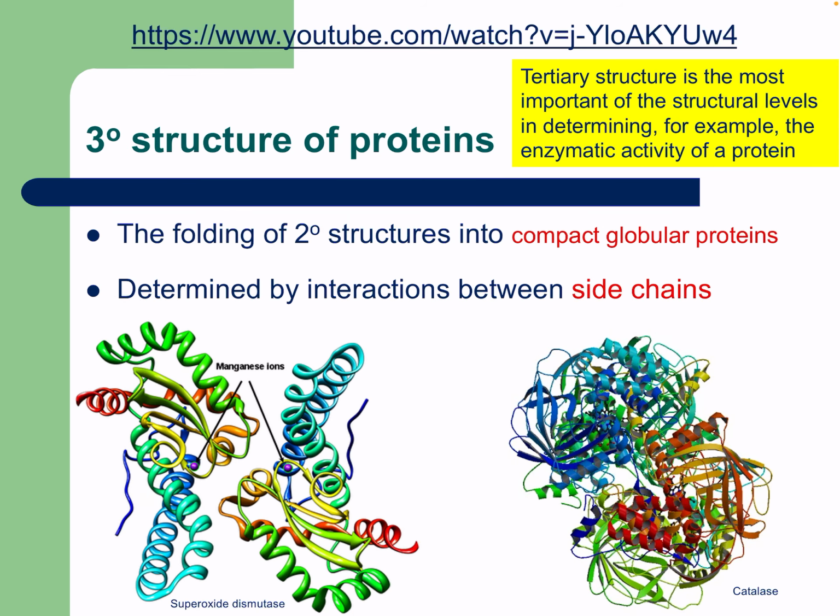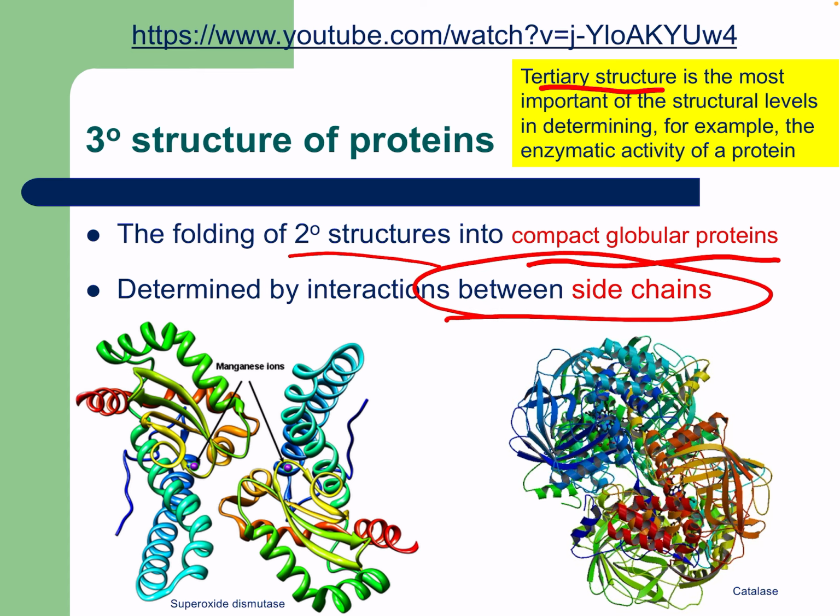So the tertiary structure is the most important of the structural levels in determining, for example, the enzymatic activity of a protein. This is when it dictates its function. A tertiary structure is the folding of secondary structures into compact globular proteins, and these foldings are determined by the interactions between side chains.